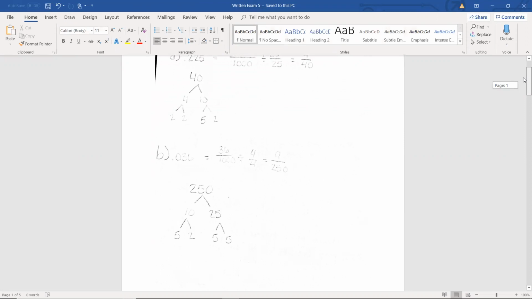And then we find the factorization of 250, which again I used 10, but this time I used 25. Then we've got 5 and 2, and 5 and 5, and those are all prime numbers. So we keep it that way.